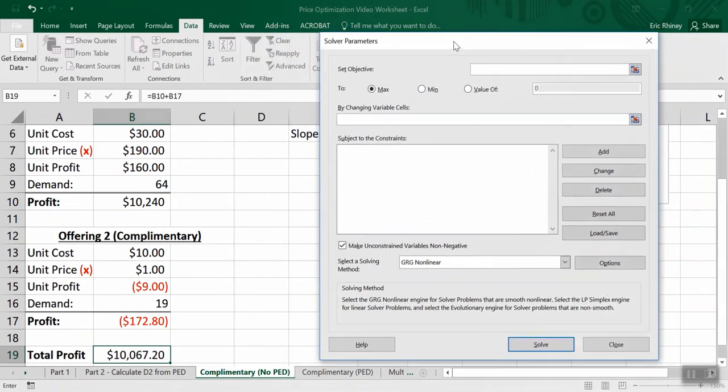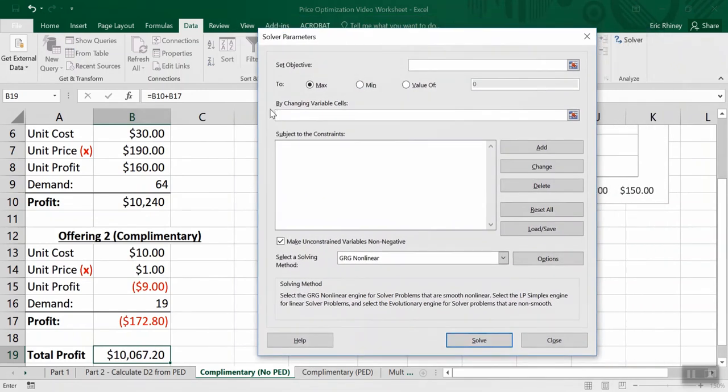All right. So the first thing we're going to do is, at this point, we still want to maximize our profit, but instead of maximizing the profit for just one offering, we want to maximize the profit for both offerings, or in this case, the total profit. So I'm going to highlight this and insert it into my objective. Again, we're maximizing that.